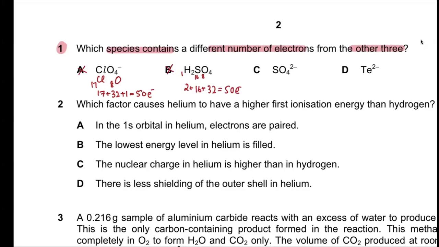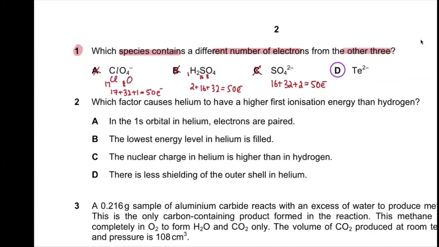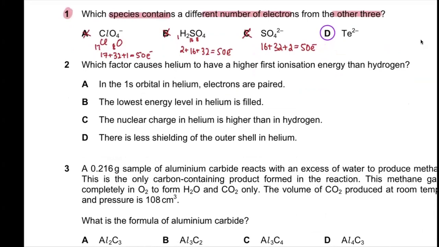So that goes wrong. Now sulfate, 2 negative. Sulfur is 16, 4 oxygens makes it 32, and plus 2. So 16 plus 2 is 18, and 18 plus 32 is 50 electrons. So it also has the same electrons. So C is wrong, which means D is correct. No need to work on D, because all three have the same number of electrons, so obviously D must have a different number of electrons.